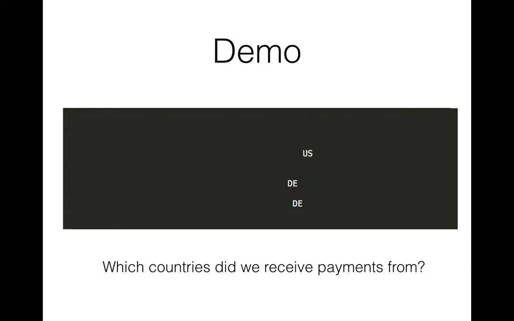Okay, and when we are done with this, what you can see is that there are duplicates here, because obviously we can have multiple payments from the same country. So what we will do is move on and remove duplicates, so we only have one row for each country. And this is something that we will want to show on the screen. So let us just jump on to the demo.